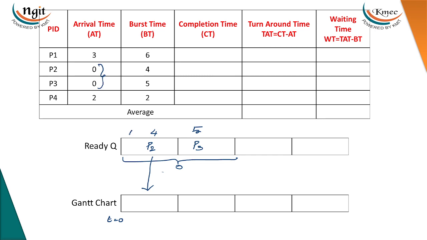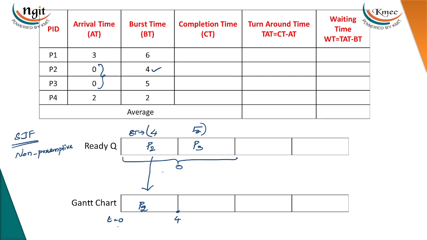P2, because it has the least burst time, 4 and 5. Okay, so P2 will enter. What is the burst time of P2? 4. So it will execute up to 4 seconds. And here we need to remember SJF is also non-preemptive scheduling. That means once the process enters, it has to complete its execution.